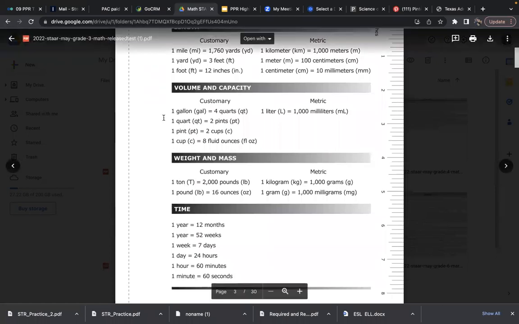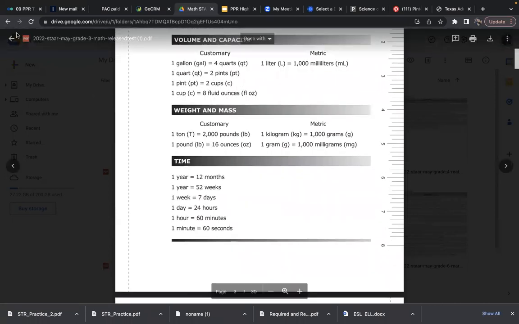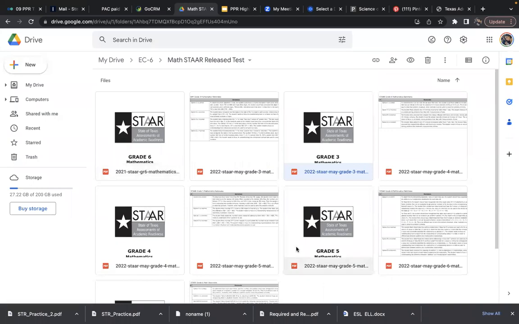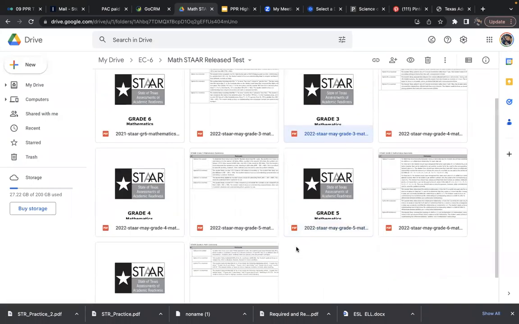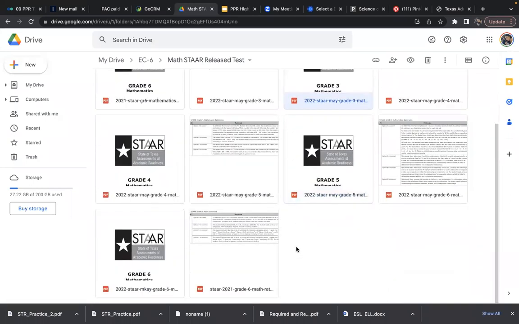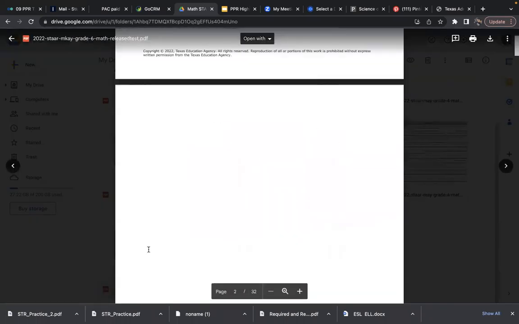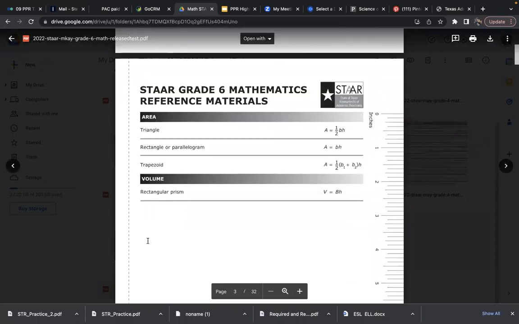But I would do one from each of the grade levels when you are practicing for this exam. There is one for each grade level. It's actually two for sixth grade, because I think that's the one closest to the types of math that you'll get on there.